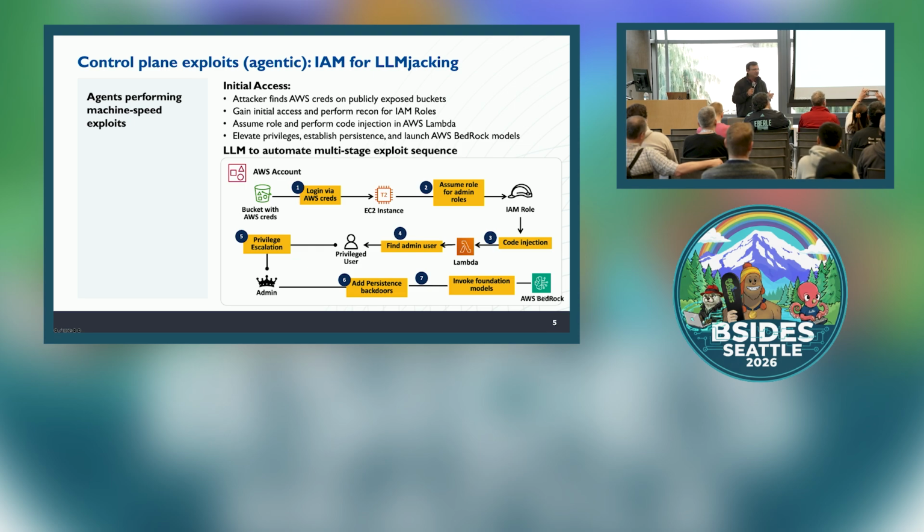So in this exploit sequence, the attacker started by looking at, again, an S3 bucket. On the S3 bucket, they found access to valid AWS credentials. So that's the first step. Initial access is found by getting access to valid credentials.